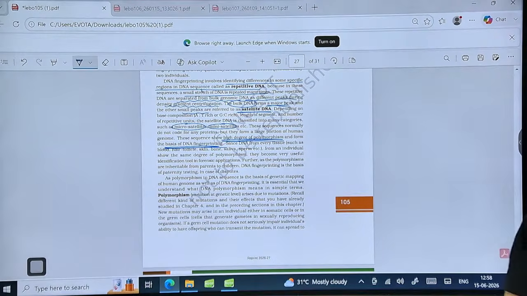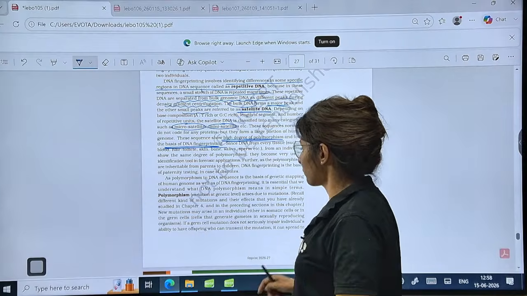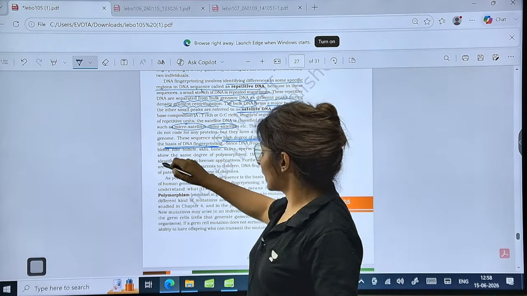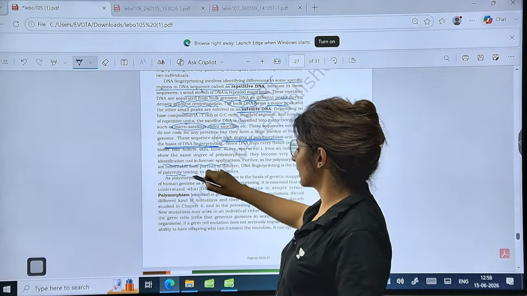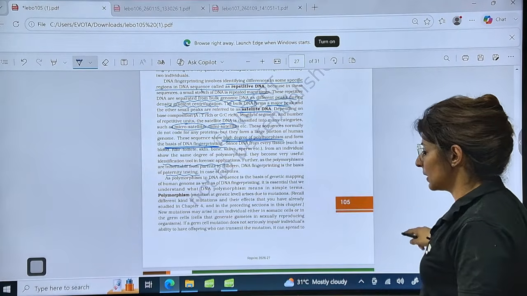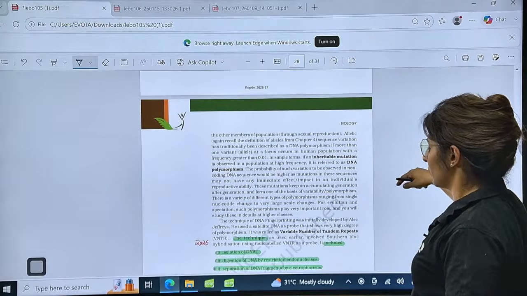Yes, guys. Are we clear? Are you reading with me? So it is a great identification tool in forensic applications or in finding paternity cases. Please tell me these points are clear to everyone.